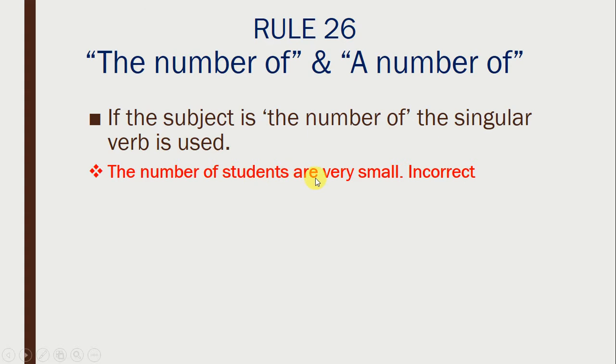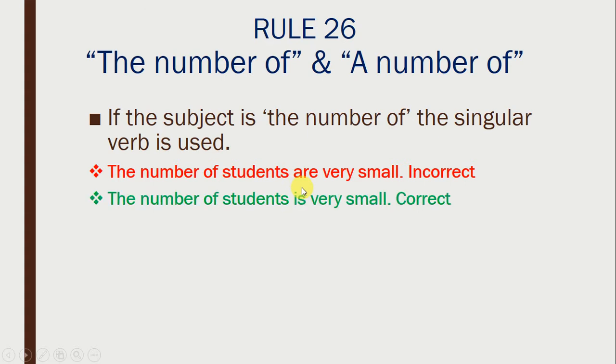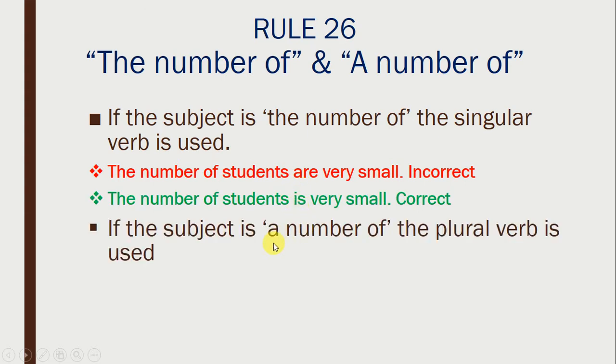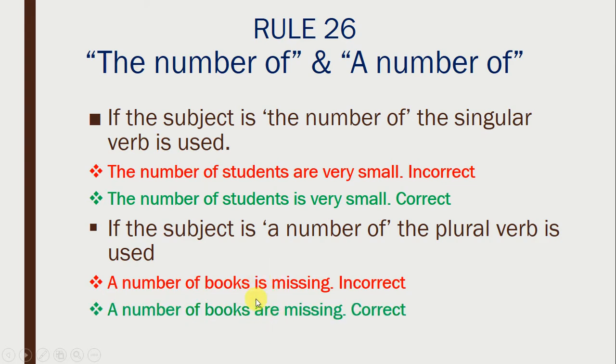The number of students are very small. The number of is here, that means you have to use singular. So the number of students is very small. And what I said, if a number of comes, you have to use the plural verb. A number of books is missing. So with a number of, you have to use what? Plural. So here are should be there.